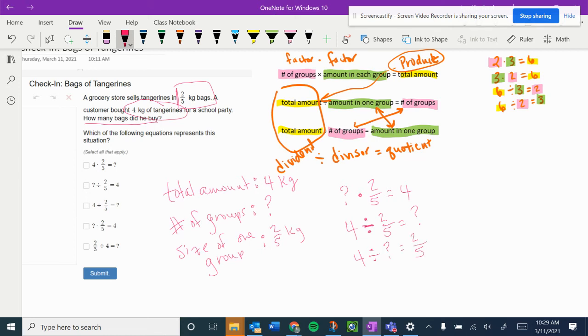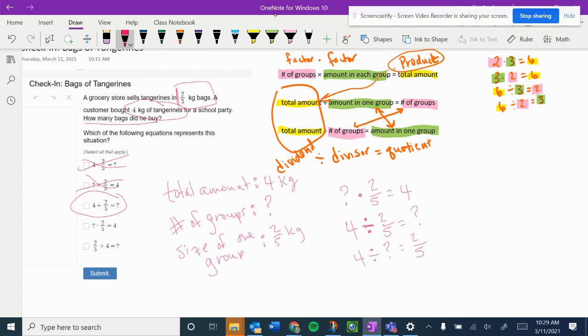but it still works. So looking at these options that they give me, 4 times 2/5 doesn't work because 4 should be the total amount. Question mark divided by 2/5 equals 4 doesn't work because the 4 should be the total amount, which is our dividend, not our quotient. 4 divided by 2/5 equals question mark: 4 is the total amount, that's our dividend, divided by 2/5, our divisor, the 2/5 kilogram bag, equals the quotient, which is going to be how many groups. So that works.